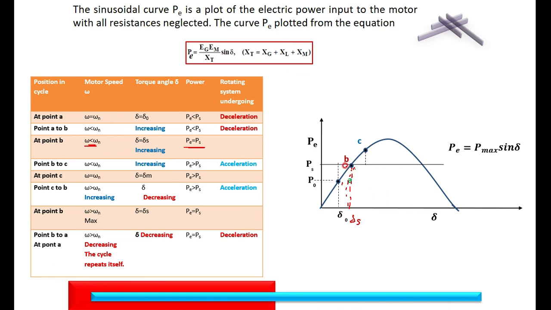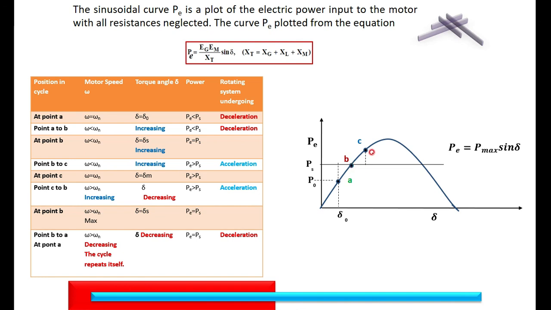At point B, when moving from A to B, the speed is minimum. Speed is minimum, but at point B, P is equal to PS, and corresponding to B, the value of the angle is delta S. Then, because of the inertia, the angle delta still goes on increasing beyond B. Therefore, it is B to C.